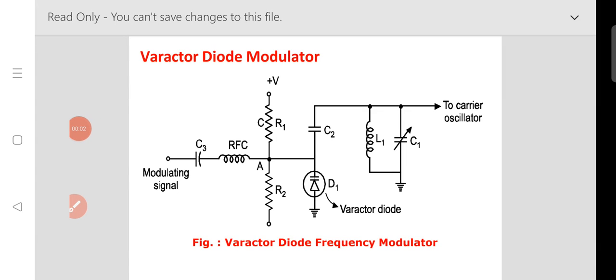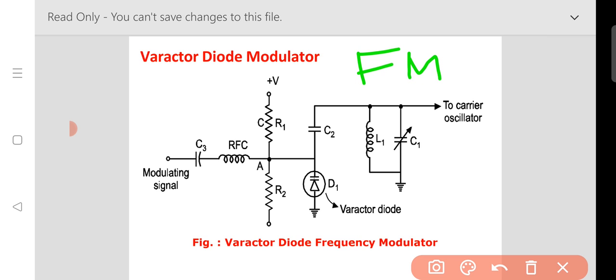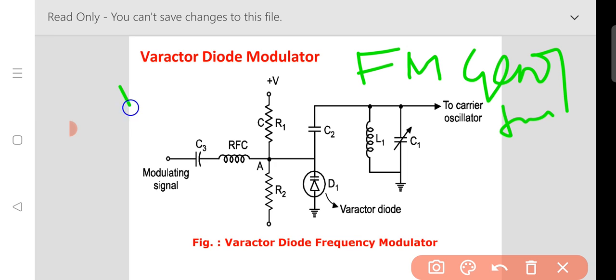Welcome back, students. This is about FM generation. In the previous class, we discussed FM generation by the indirect method. This is the direct method. In FM generation, there are two methods: the direct method and the indirect method.